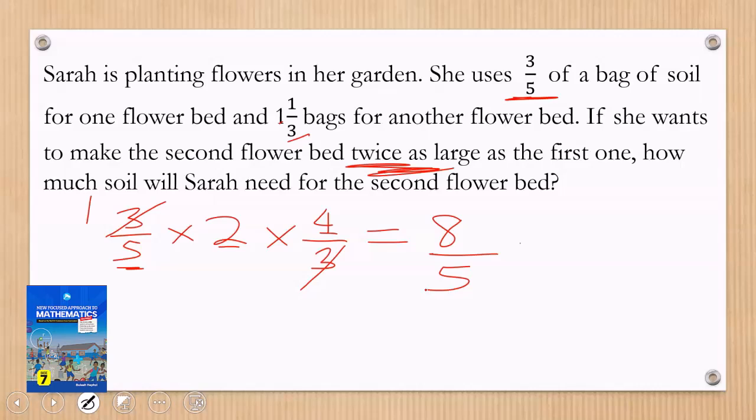And so our answer can be written as one whole number 3 over 5. So this simply means 1 3/5. Okay, so Sarah will need 1 3/5 bags of soil for the second flower bed if she wants to make the second flower bed twice as much as the first.